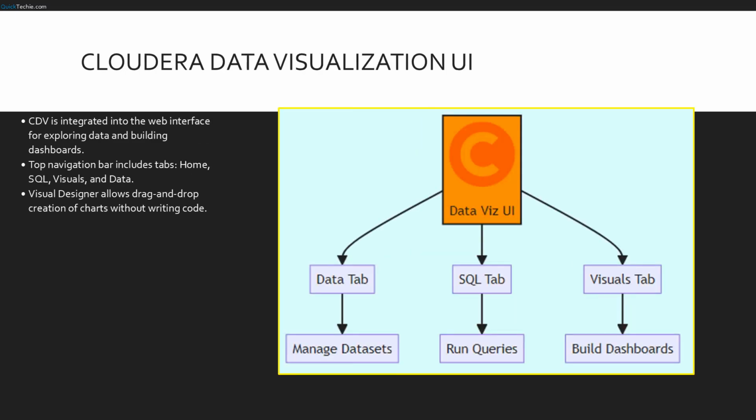A critical component of the CDP web experience is Cloudera Data Visualization. Accessible from the data warehouse or machine learning workspaces, this UI enables self-service analytics. The interface is structured around a main navigation bar with 4 key areas: Home for an overview, SQL for query construction, Data for dataset management, and Visuals for building charts.